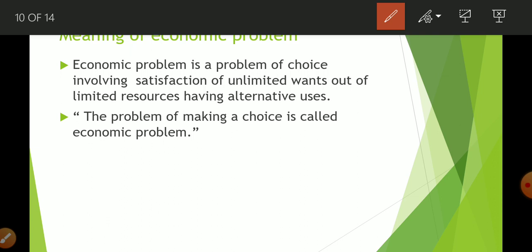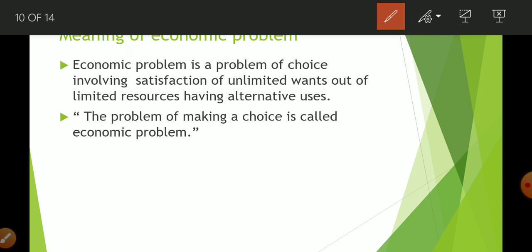So what are you facing? You are facing an economic problem. Why? Because 1 year is given for completing your 11th standard, and you are not able to study all these subjects. So you have to select one stream according to your career, according to your interest. Students, take one more example. If you are going to purchase a paste, a toothpaste.